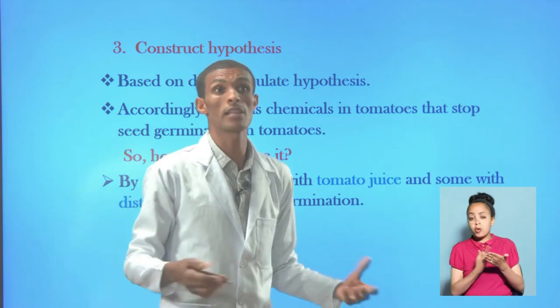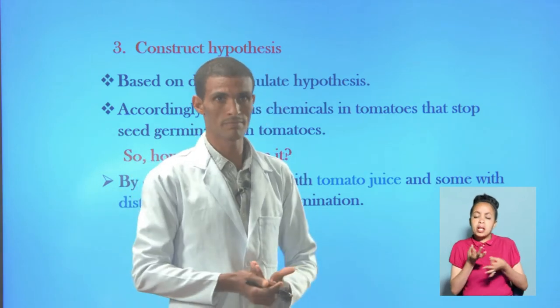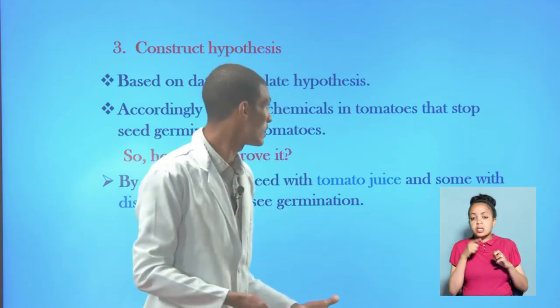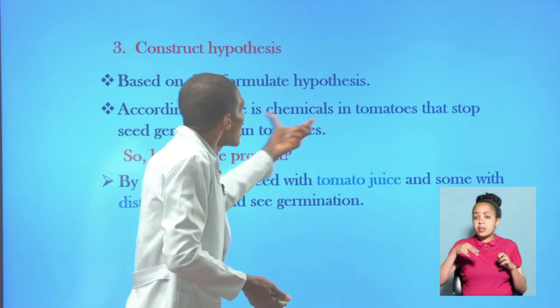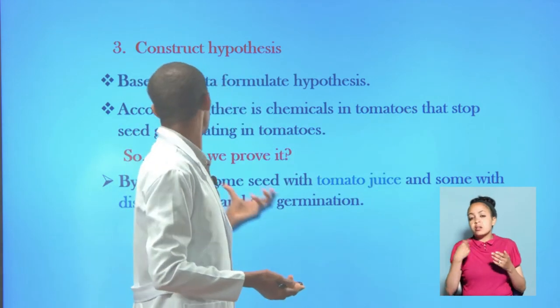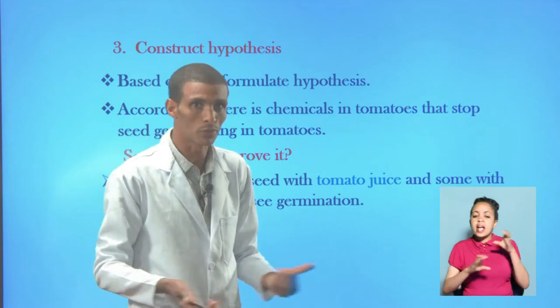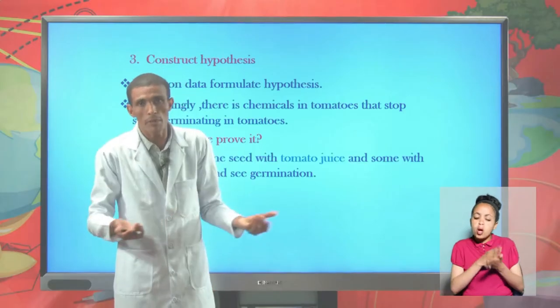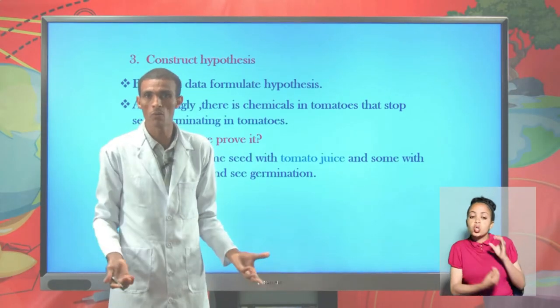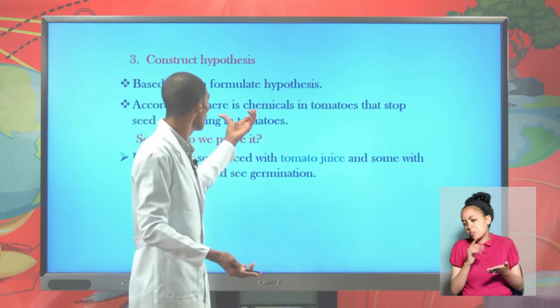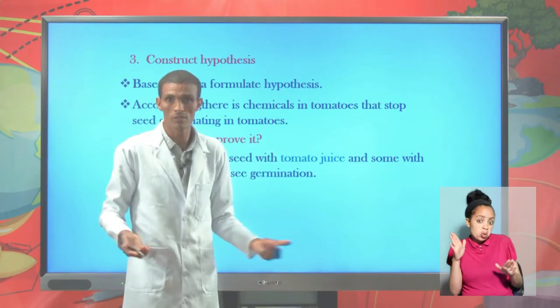A hypothesis means a tentative explanation of the problem. So accordingly, there is a chemical in tomatoes that stops seeds from germinating in tomatoes. It may not be true. We must identify whether it is because of the presence of a chemical in the tomato or not.